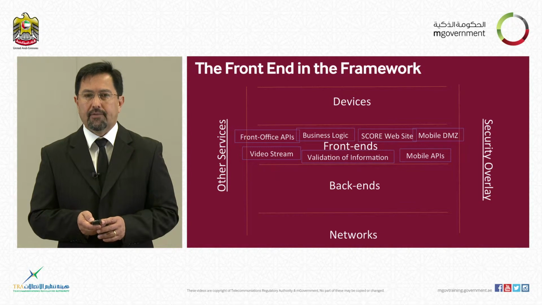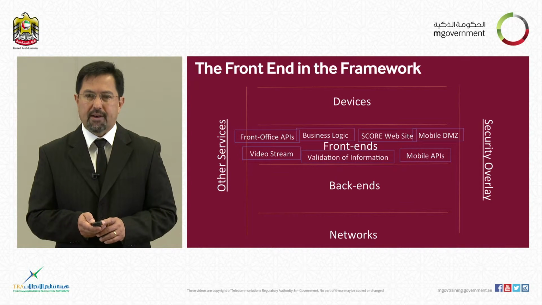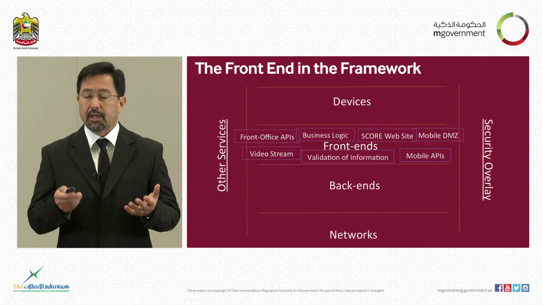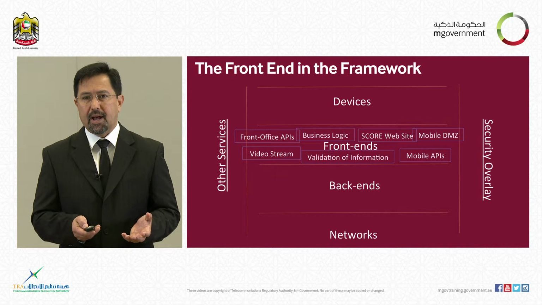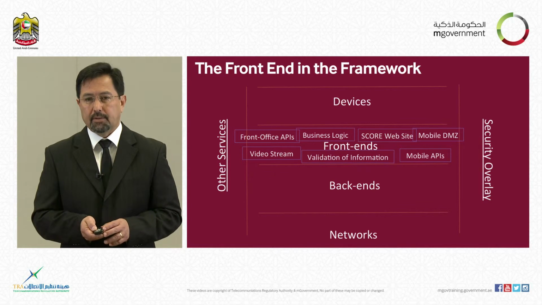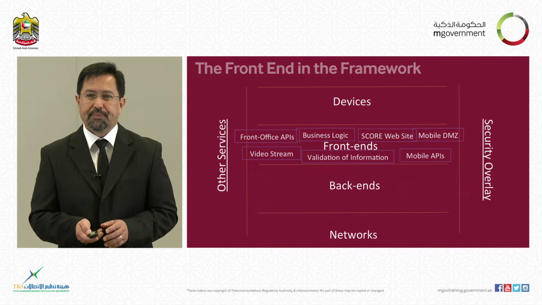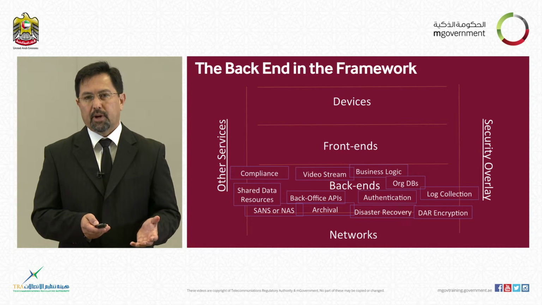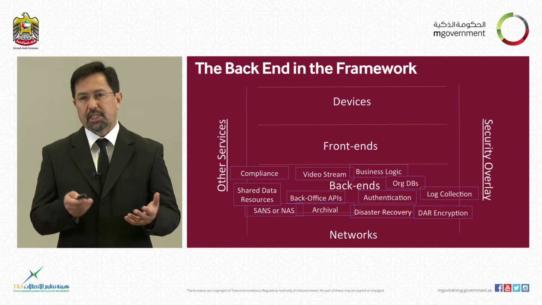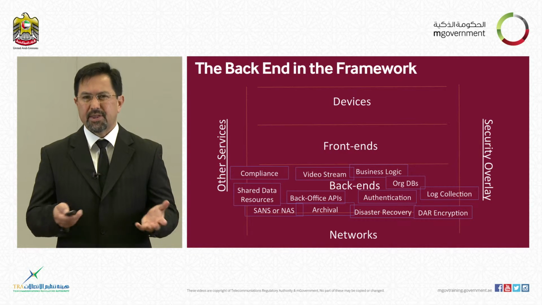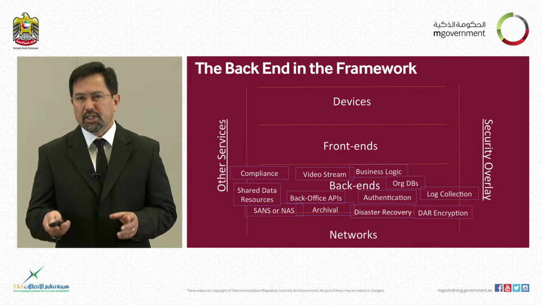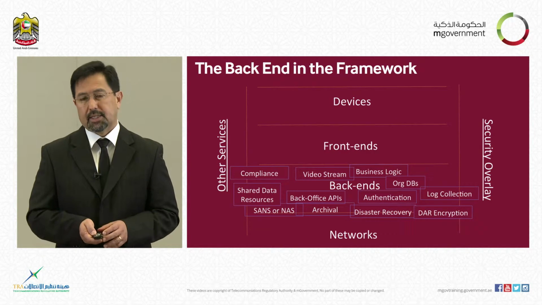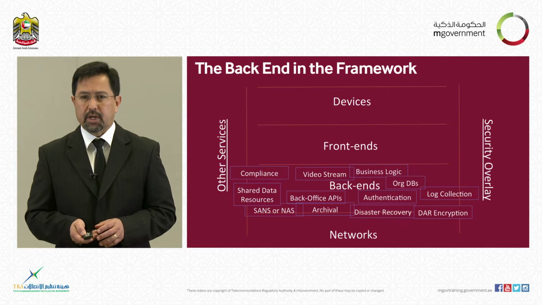On the front ends, we have the business logic. Once again, we have the validation of information to ensure that our web servers are getting the correct information. We have mobile APIs, the mobile DMZ, the SCORE website, kind of an important part of our scenario. On the back ends, we have our storage area networks, our network attached storage. We have archival, disaster recovery, log collection, all the things that we've been talking about. We have organizational databases, more business logic. We have shared data resources. Compliance is another example, and even disaster recovery.